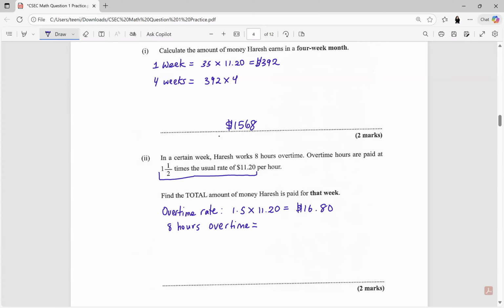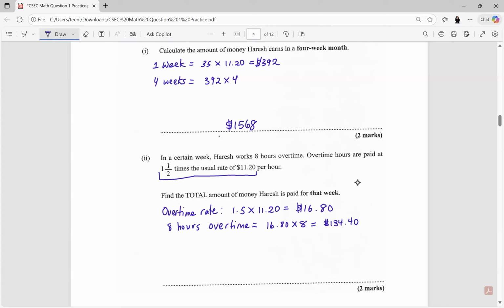$134.40. How did you get it, love? I multiplied $16.80 by 8. That's right. 1680 times 8 will be $134.40. Is that what you said? Yeah.